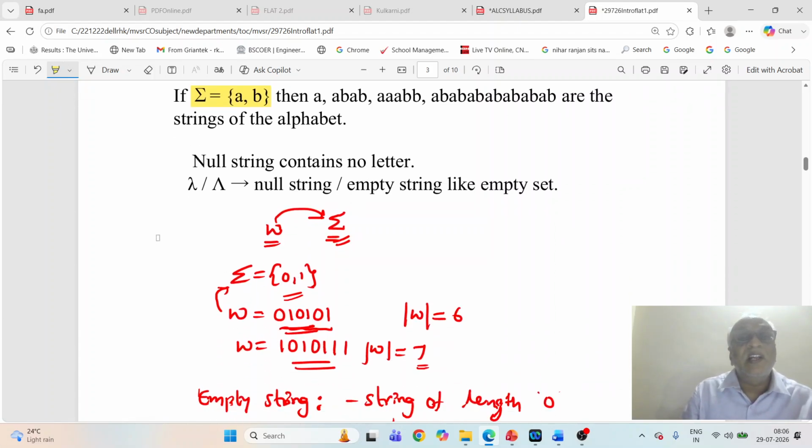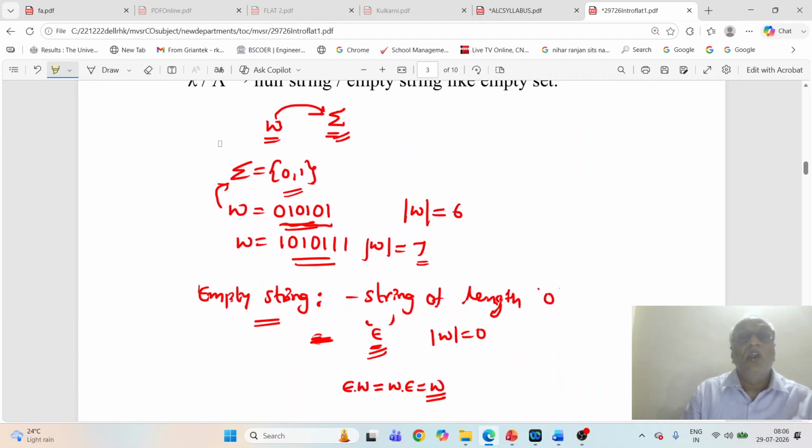You also have the null string, denoted by lambda. The null string contains no letters. It's an empty string, like an empty set, denoted by lambda. Now let us recollect. This symbol is for the alphabet, and W is for the string. My alphabet consists of the symbols 0, 1. When I concatenate these, 0 1 0 1 0 1 becomes a string, and 1 0 1 0 1 1 1 becomes a string. The lengths of those strings are 6 and 7.